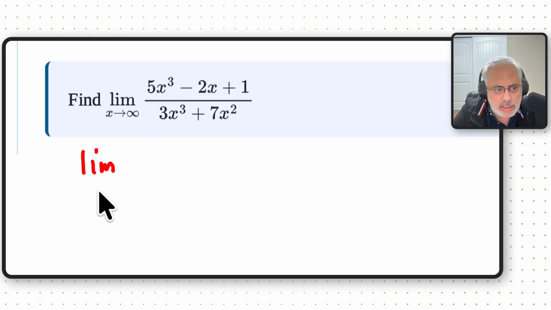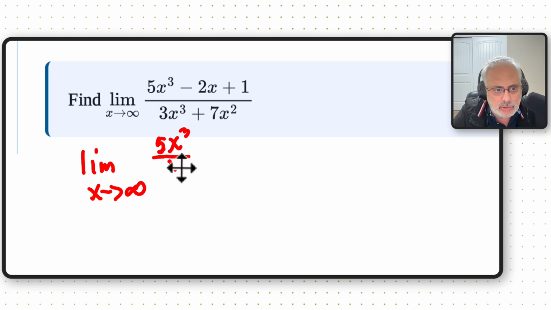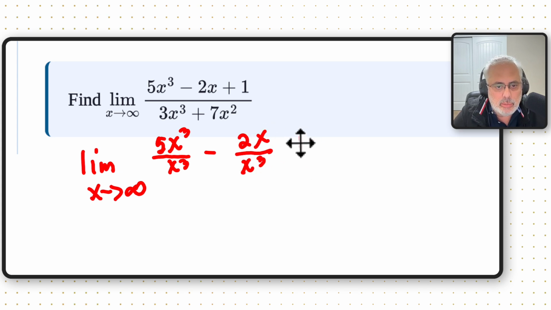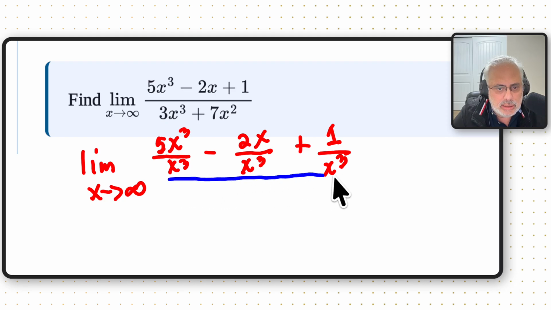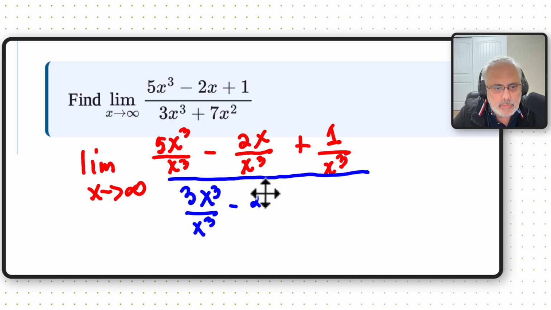So we're going to put here the limit when x approaches infinity. We are going to divide the top and the bottom expression by the dominant factor. So we're going to divide by x to the power of 3. We are going to divide by x to the power of 3. We are going to divide 1 over x to the power of 3. Step by step, let me do it with a different color for the denominator. And now we divide every single term in the denominator by the dominant factor. So we have 7x squared divided by the dominant factor.